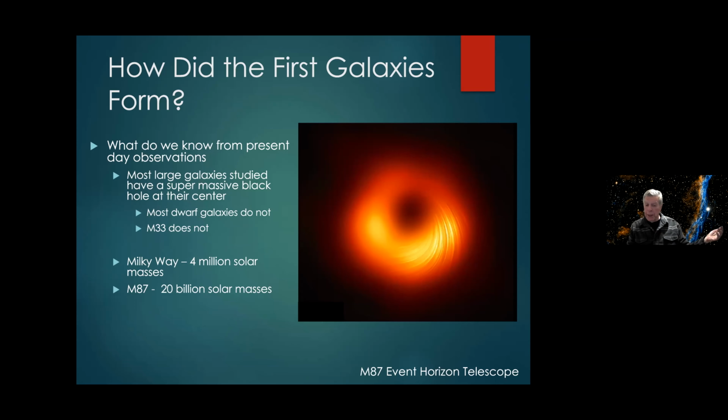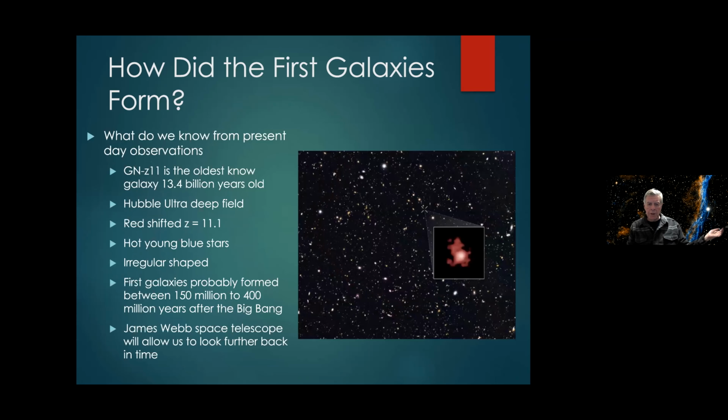The Milky Way, as you know, has about a 4 million solar mass supermassive black hole, which is actually fairly small in comparison to some of the other whoppers. Andromeda is over 100 million solar masses. And then, of course, there's M87, which has a whopping 2 or 20 billion solar mass black hole. So what else do we know?